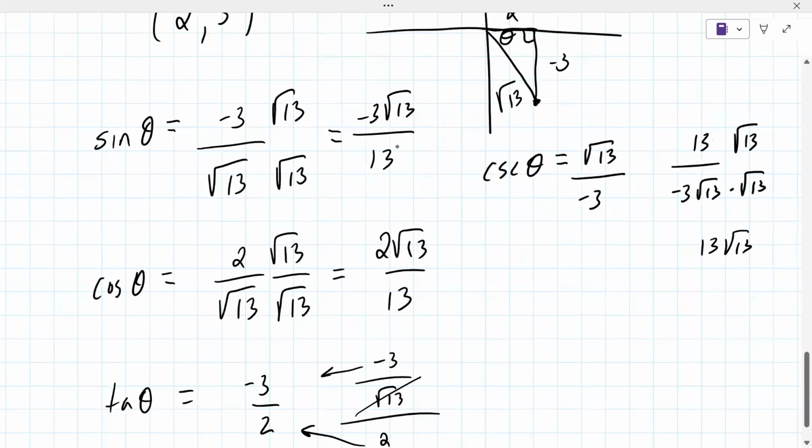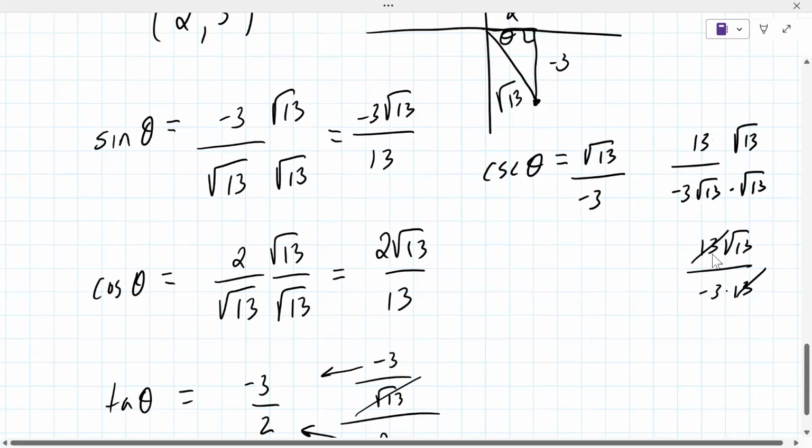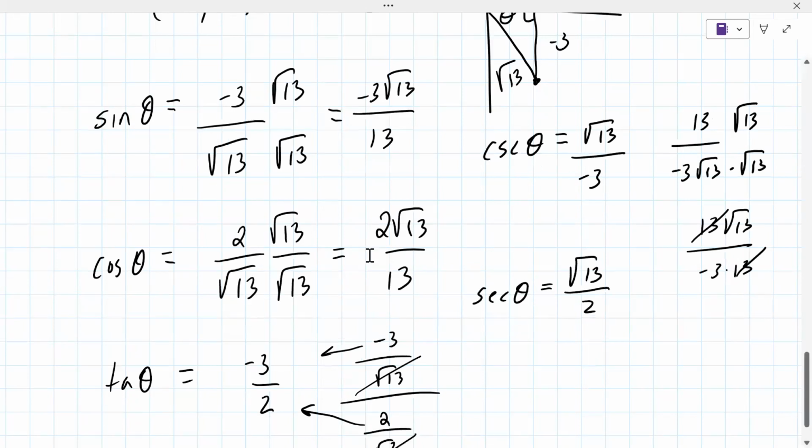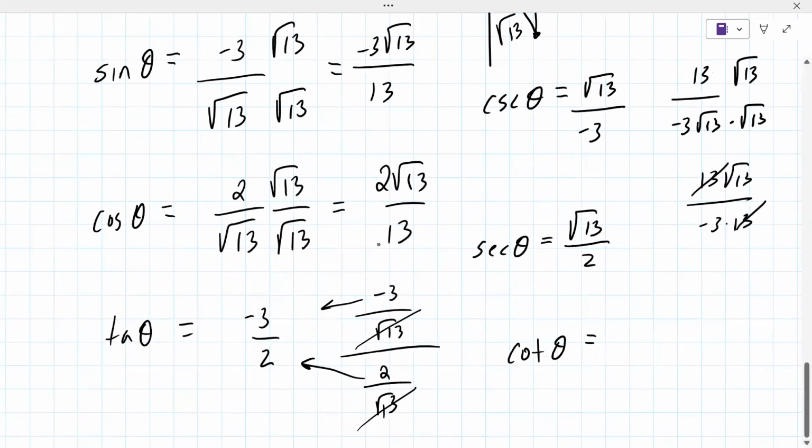You get 13 root 13 over -3 times 13. 13's cancel. You get the same answer, but now you've got more work to do. So it's your choice. You can choose to flip this, or you can choose to flip the intermediate result. That's why it's good to have them. Same thing here with secant of theta. Better to take the reciprocal of the intermediate answer, 2 over root 13, rather than this one here. Same with cotangent, since it's nice. And you do want to move the sign up, so this is really -2/3. Same thing with the cosecant, that negative really needs to go up there.